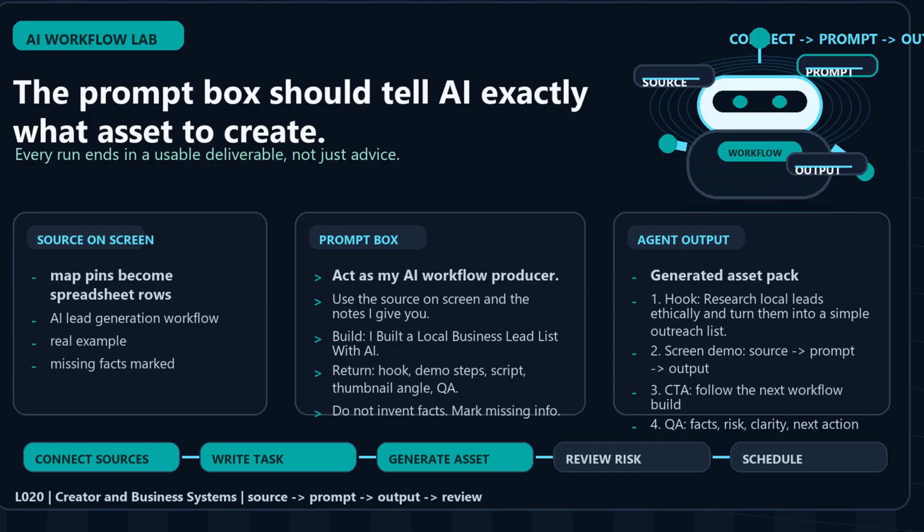Now watch the prompt logic. We do not ask, give me ideas about AI lead generation workflow. We ask for a specific asset. Build the workflow. Show the demo sequence. Write the retention hook. Create the viewer action. Add the quality control checklist. Keep it in the AI workflow lab niche: practical AI systems, no-code automation, creator operations, and business workflow improvement.